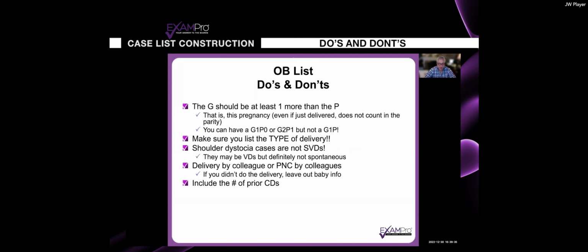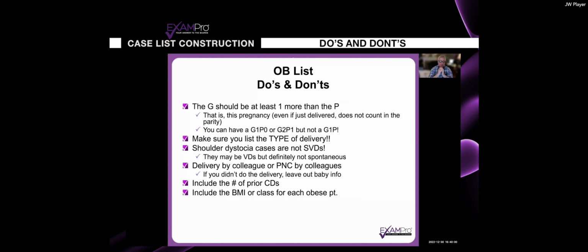Include the number of prior C-sections. So we always have people that have repeat C-sections. That's fine, but it's important to know the number. And just because somebody is a G3 P2 doesn't mean she could not have had one prior section and one prior vaginal delivery. She could have had 2 prior sections, and it makes a difference in terms of what you did or didn't do in terms of the treatment. So please make sure you list that.